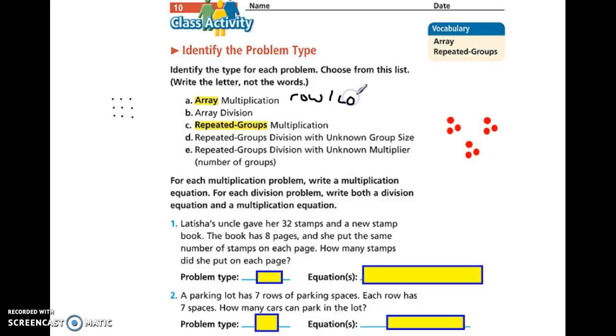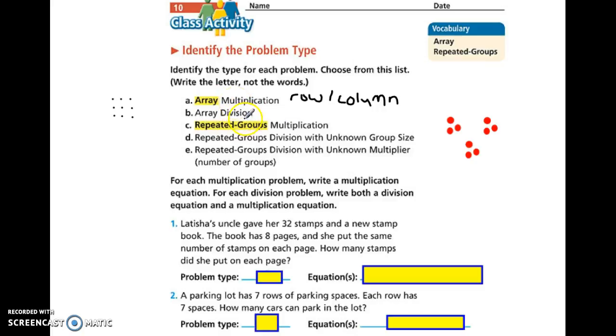The next one, sorry, I'm still writing here. The next one is array division. And array division is going to be just the same thing. It'll have row or column in it, but it'll be a division problem instead of a multiplication problem.